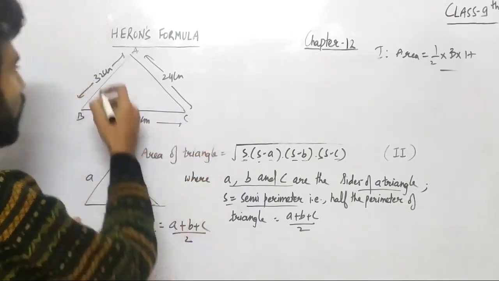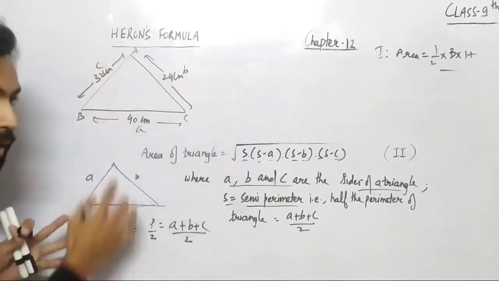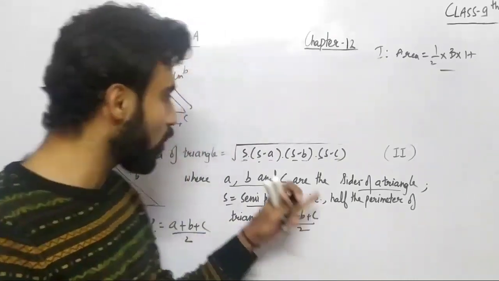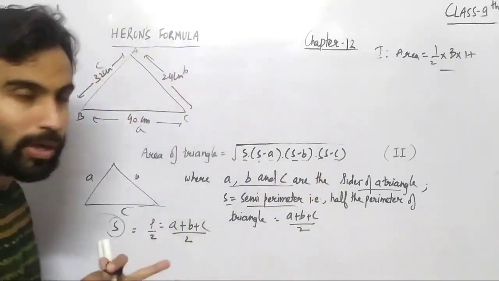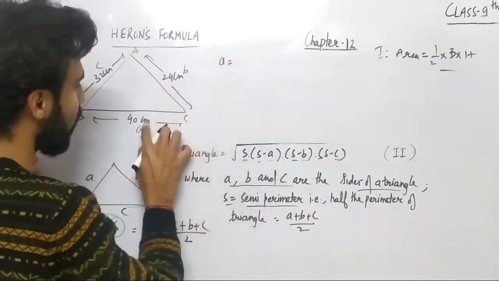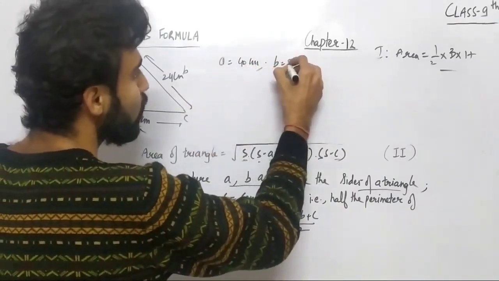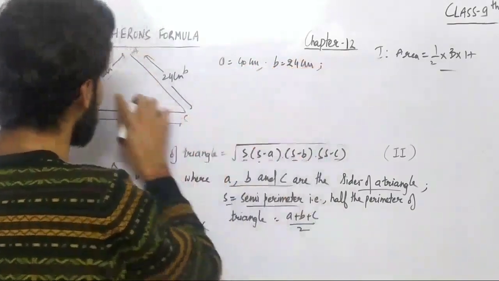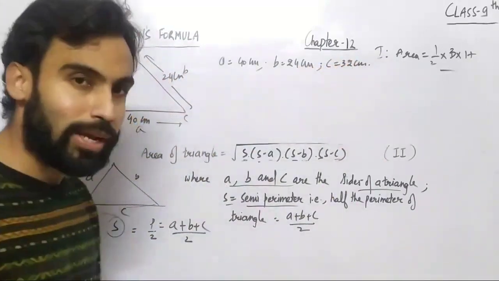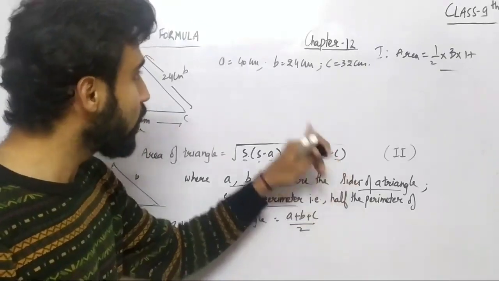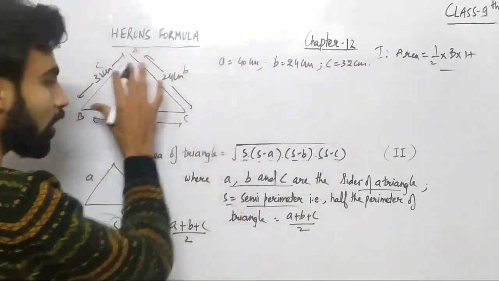So you can see here, I take this side as A, this side as B, this side as C. You can take any side as A, B, C because it is written in the formula here. So I have assumed these three sides as A, B and C. So you can see the value of A here is 40 centimeter. Then the value of B is 24 centimeter. Then the value of C is 32 centimeter, right? Now I have told you what A, B and C are here: they are the three sides of the triangle that you can obtain from the figure here, right?